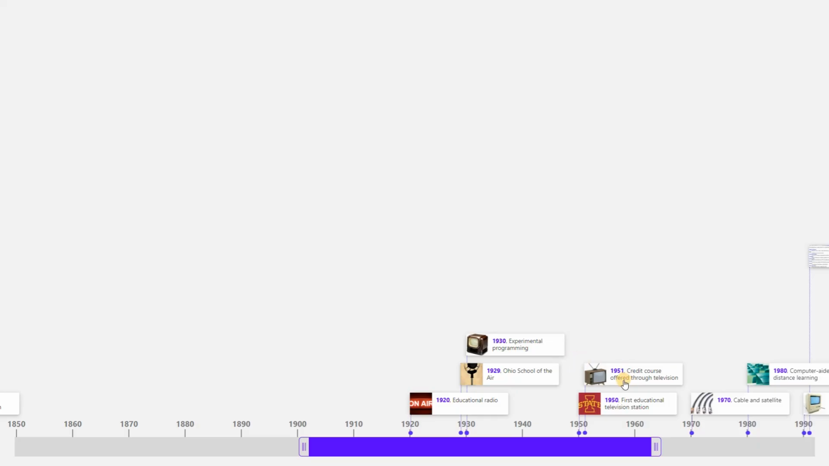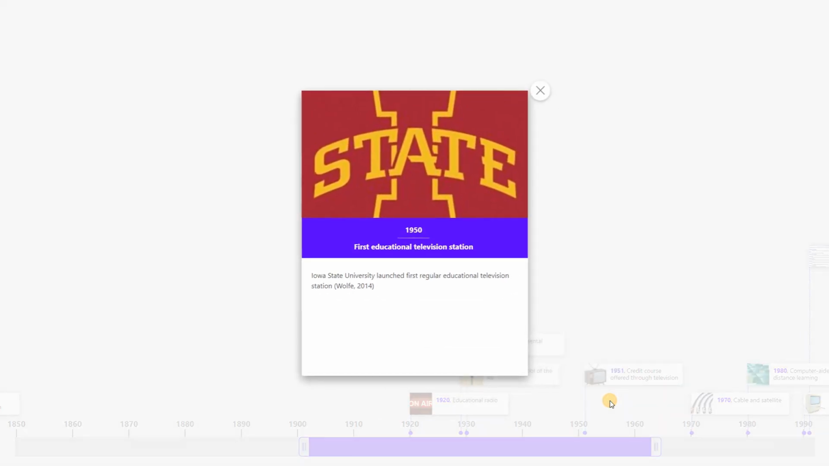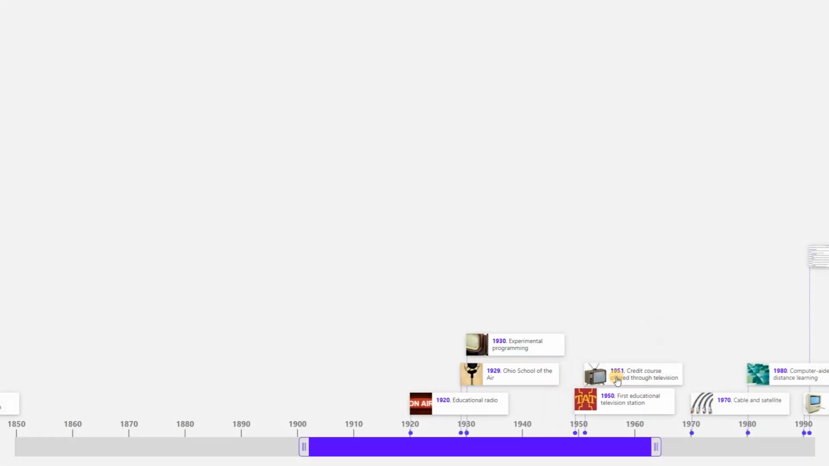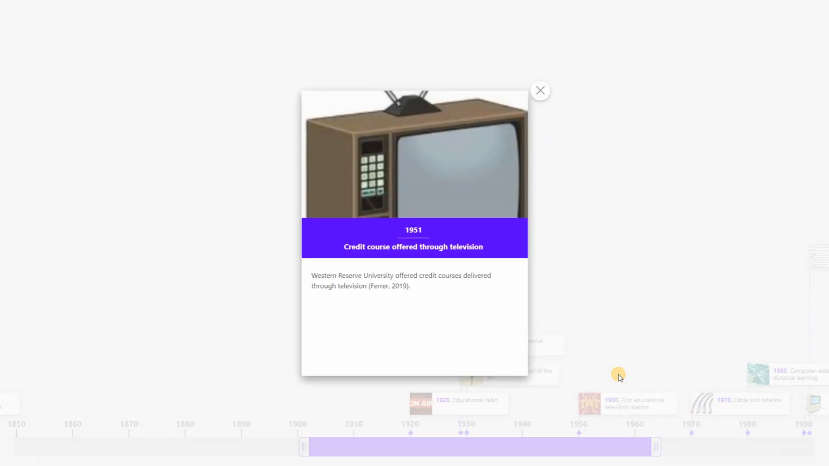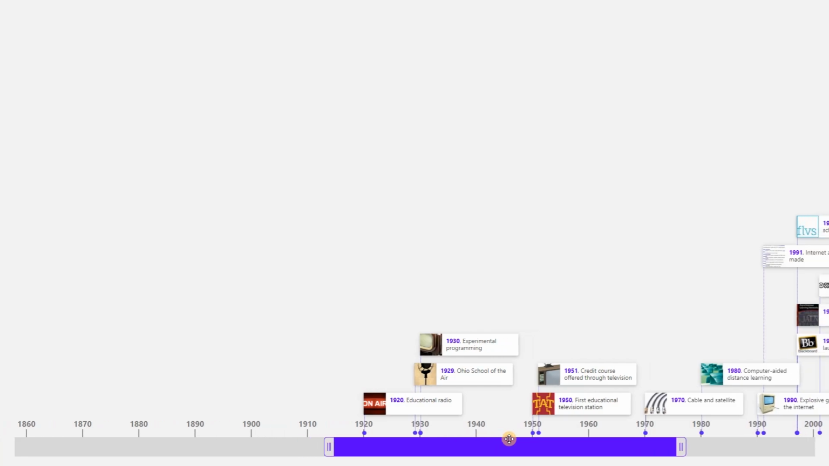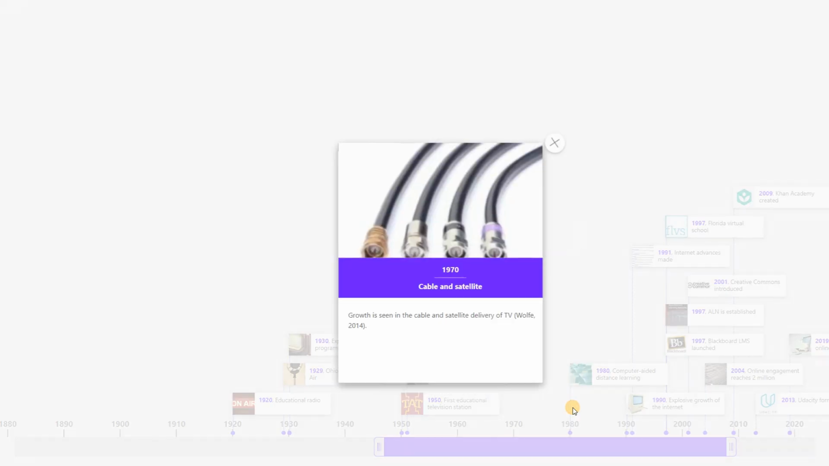Now let's fast forward to the 1950s, when Iowa State University launched the first educational television station. Imagine a TV channel dedicated entirely to education. Television didn't just offer sound and visuals, it provided a more engaging learning experience. In 1951, Western Reserve University took another step forward by offering accredited courses via television. This was an official acknowledgement of the legitimacy of distance education, paving the way for using television as a reliable educational medium.